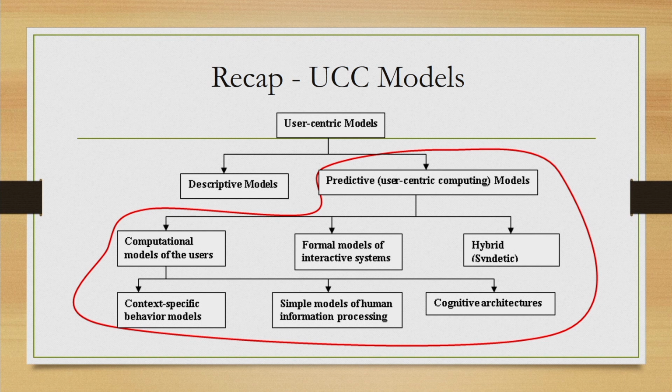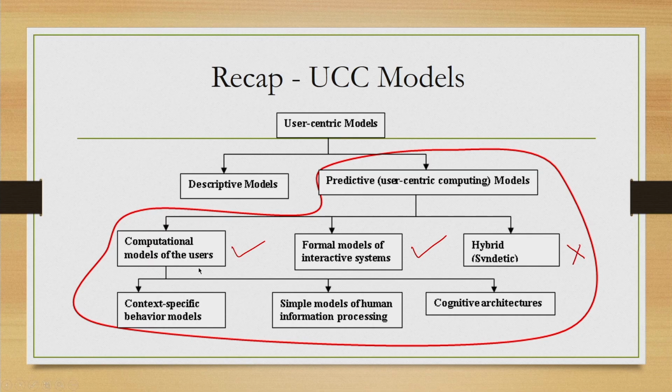So, before that let us just try to recap the different categories of user centric computing models and what we have learned and what we are going to discuss. If you may recollect, we have discussed this complete taxonomy of user centric computing models, under which our main focus is predictive models. In predictive models there are subcategories. We mentioned that we are going to discuss two subcategories, computational models of the users and formal models of interactive systems, and we are not going to discuss hybrid or synthetic models.